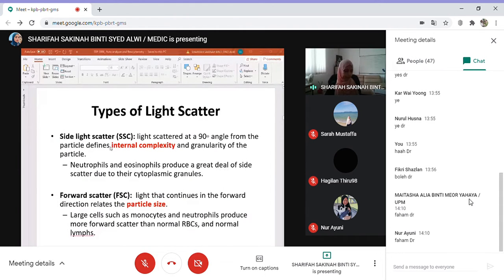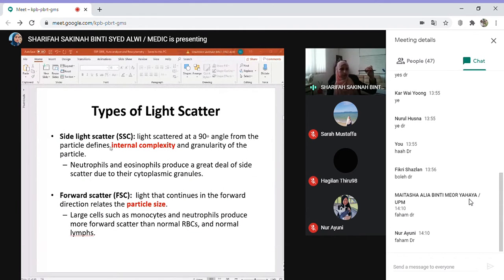As I mentioned earlier, this is the laser and this is the cell. When the cell passes through the laser, there will be light emitted to the cell and then passing through the cell. When it passes through the cell, it will form like this. This is the forward, this is the side. Side light scatter is scattered at a 90-degree angle from particles and defines internal complexity. So what does the side scatter define?